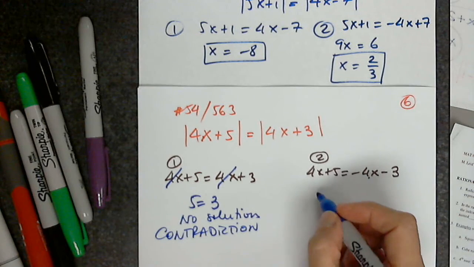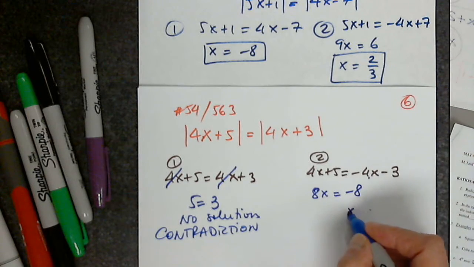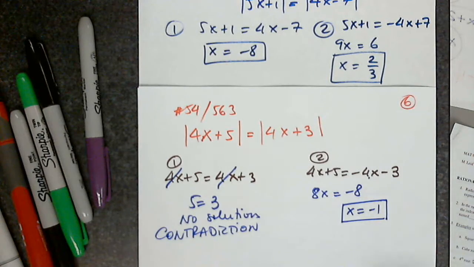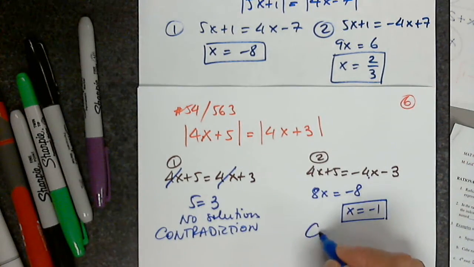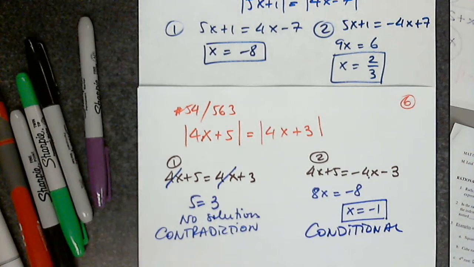I'm adding 4x, so I have 8x, and I'm subtracting 5, so I get negative 8, so x equals negative 1, and this is the only solution. An equation that has a solution or more is called conditional. It is true only for x being negative 1. It's not true for anything else. That's why we call it conditional.